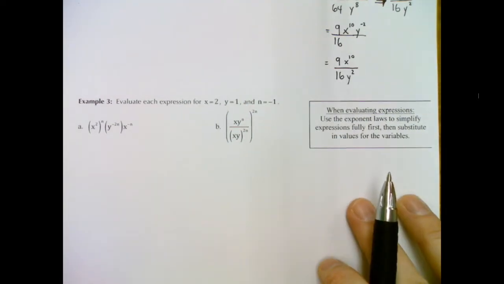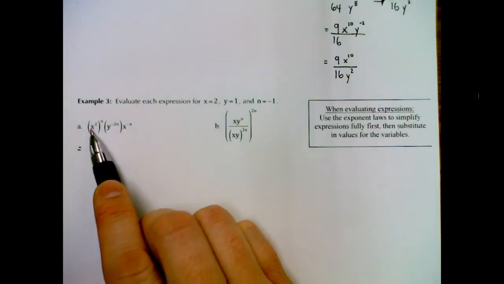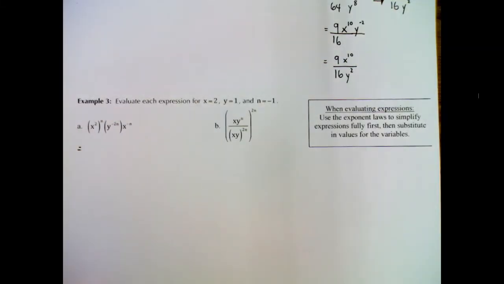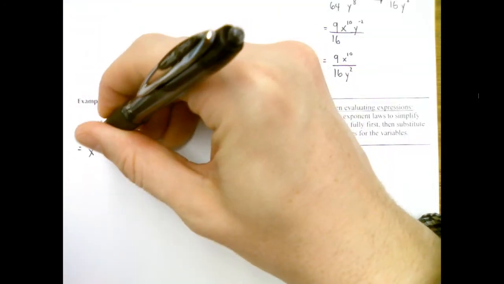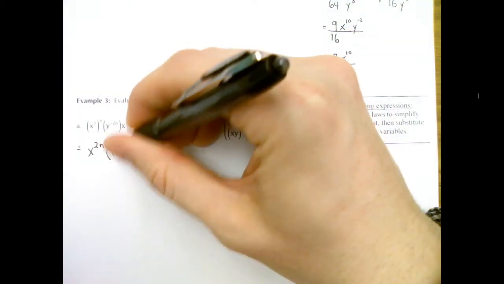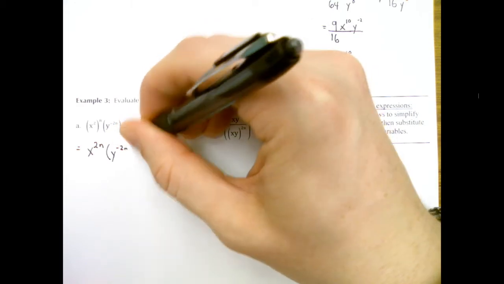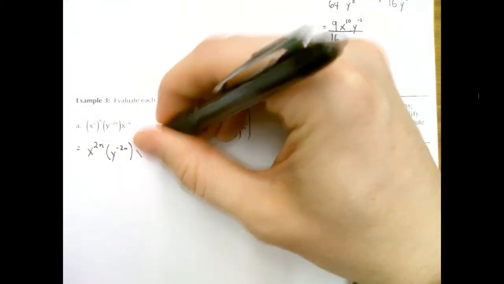We're going to look at the first one here. We've got x squared to the exponent n. So we would multiply the exponents and we would get x 2 times n is 2n. Our y term is just y to the negative 2n. Not much going on there. And our x term is x to the exponent negative n.